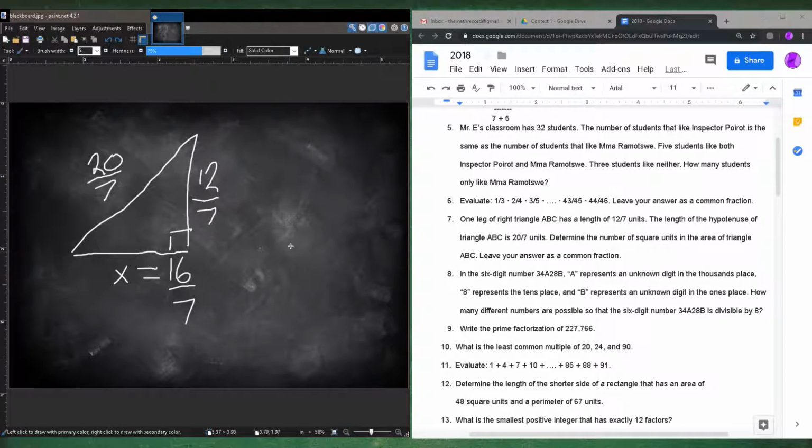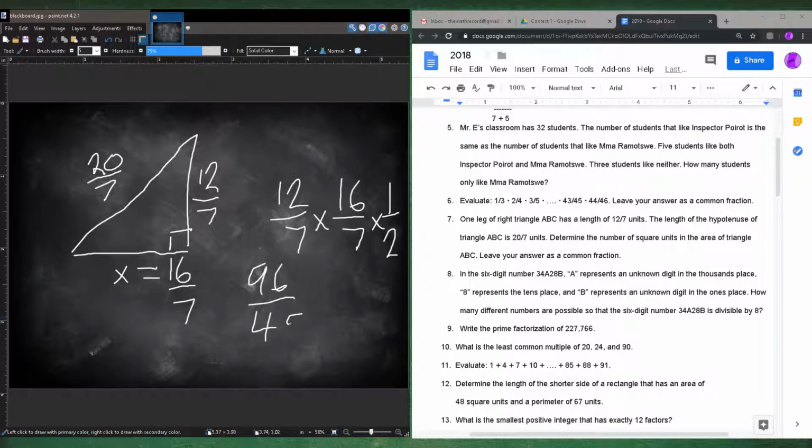The question is asking for the area. So the area is just 12 over 7 times 16 over 7 times 1/2. You multiply by half because it's a triangle. Then you just use your calculator so you don't make any math mistakes. So 12 times 16 divided by 2 is 96. 7 times 7 is 49. So your answer is 96 over 49. Basically just that simple.